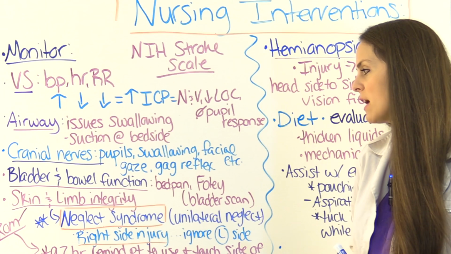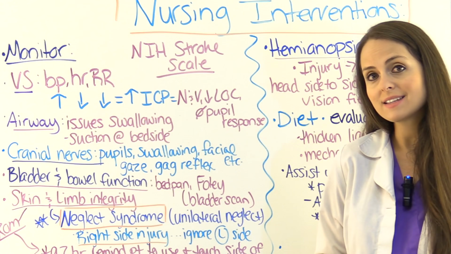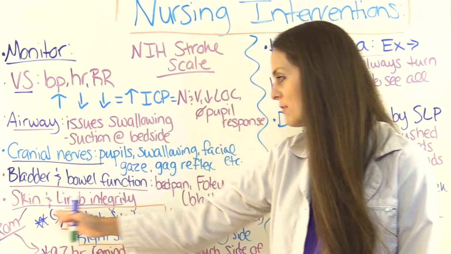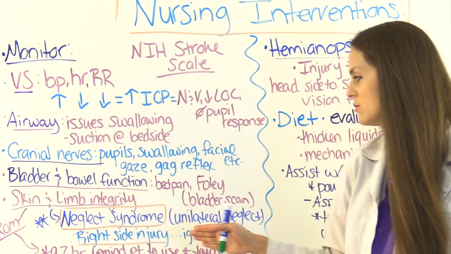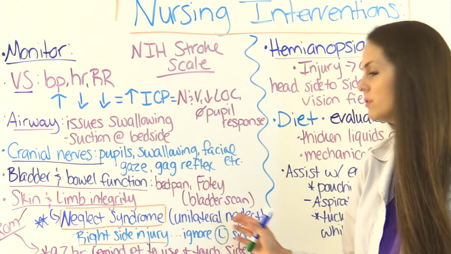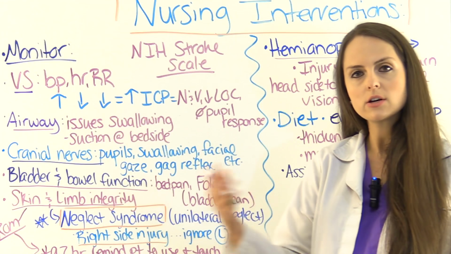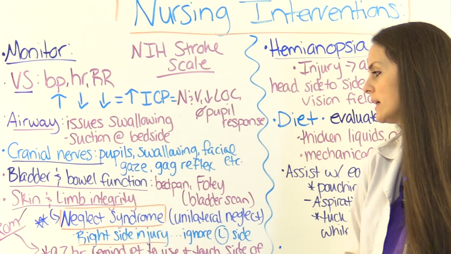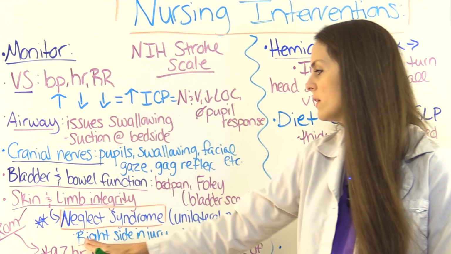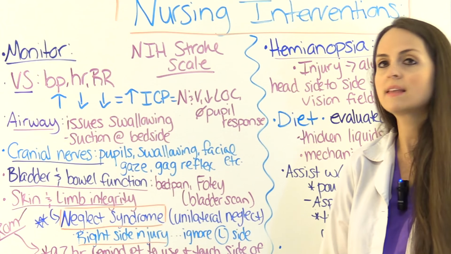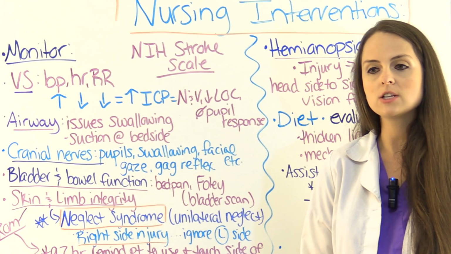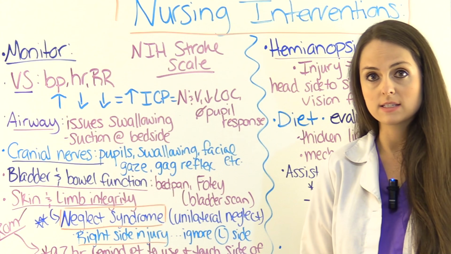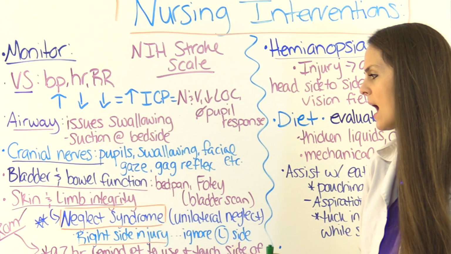And one thing you want to watch out for, and I want you to remember this, it's in orange, I have it right here, called neglect syndrome. And it's also sometimes called unilateral neglect. We talked a little bit about this earlier, and this happens when there is a right side injury, and this is literally where the patient ignores that affected side, and it's usually the left side.